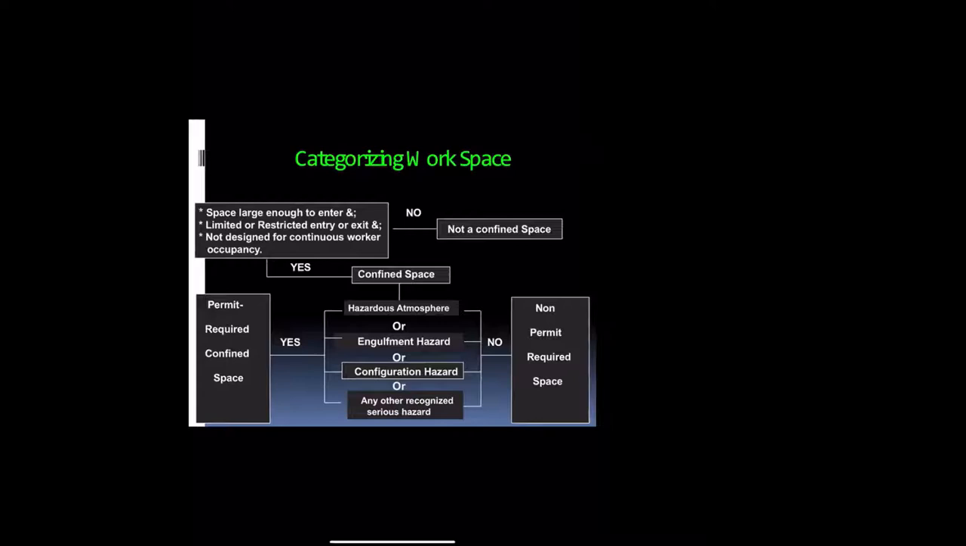You just want to make sure that we evaluated everything we're going to be doing in the space. We checked the hazardous atmosphere. There's no engulfment hazard. We determined there's no configuration hazard. And yes, even though a bee could fly in and poke you in the eye, which would be really bad, realistically, it's not going to happen. So that's where you determine, you know what, no permit is required.